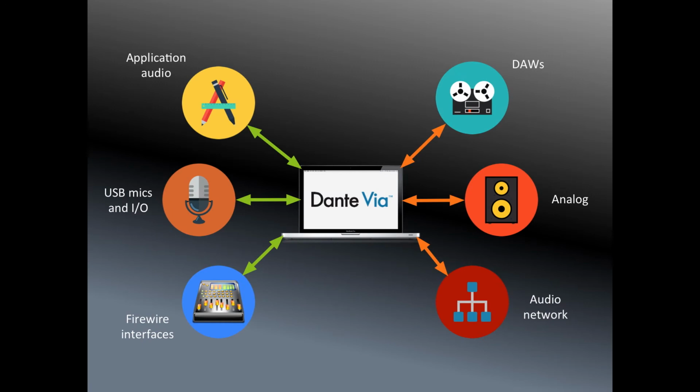So as a diagram here, you can see that Dante Via is a software application that runs on PCs and Macs. It can find all of your audio interfaces like USB, Firewire, Thunderbolt, your audio applications, so maybe a recording application or an audio workstation, and it can take all those signals, all those audio channels, and send and receive them on a Dante network.